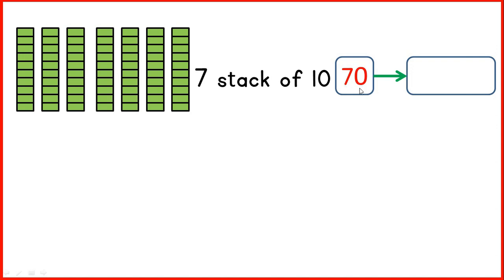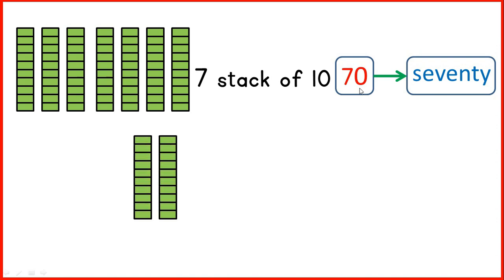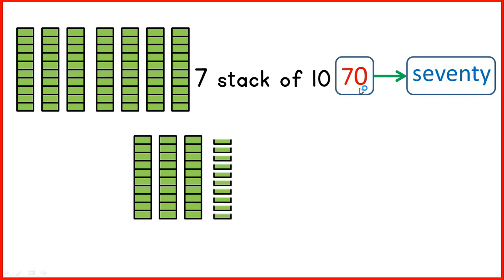How do we write 70 in number name? Yes, you are right. Write the spelling of 7: S-E-V-E-N. Then add T-Y, 70. S-E-V-E-N-T-Y, 70.